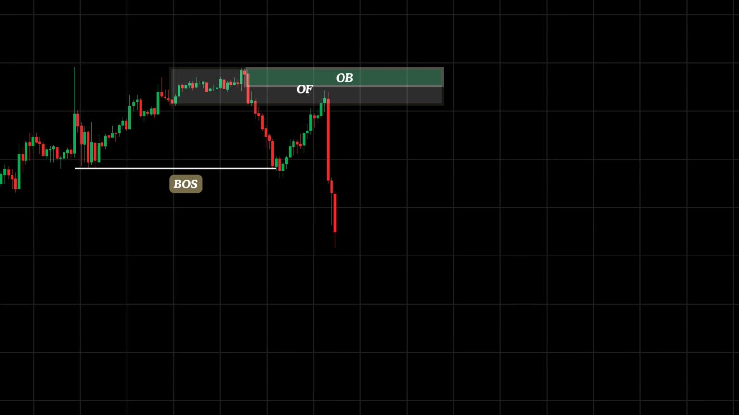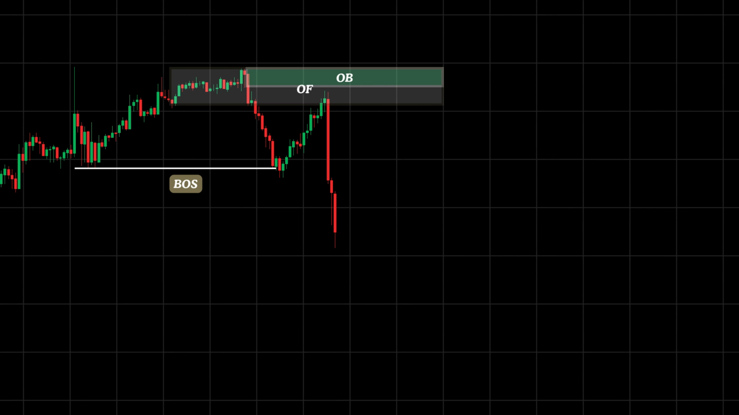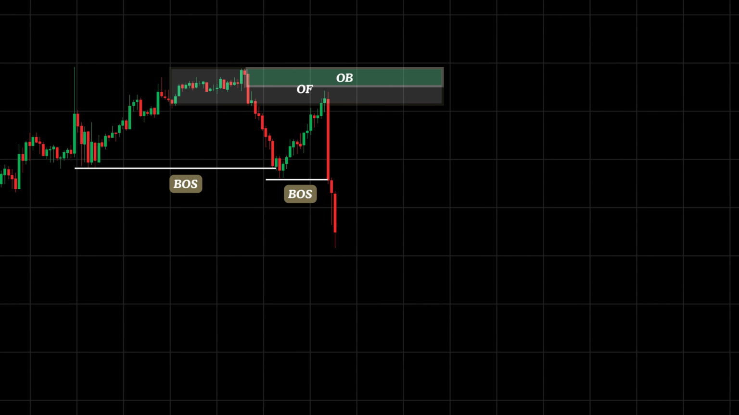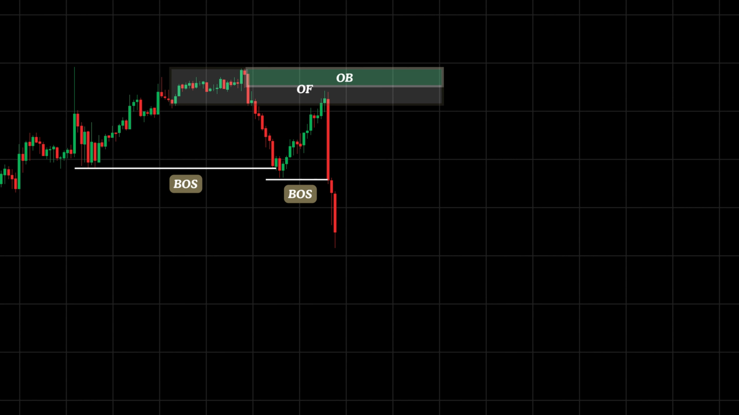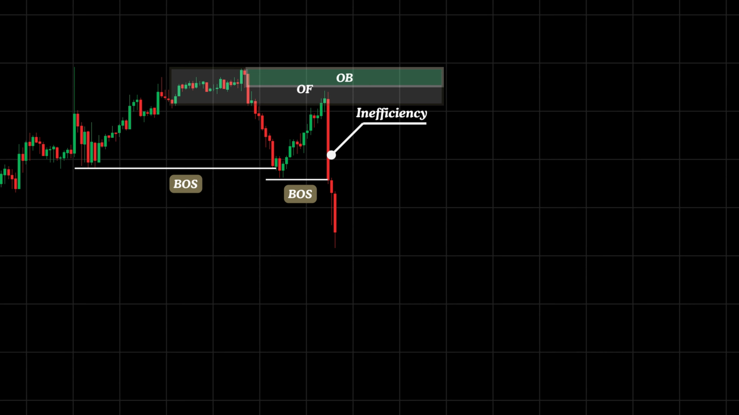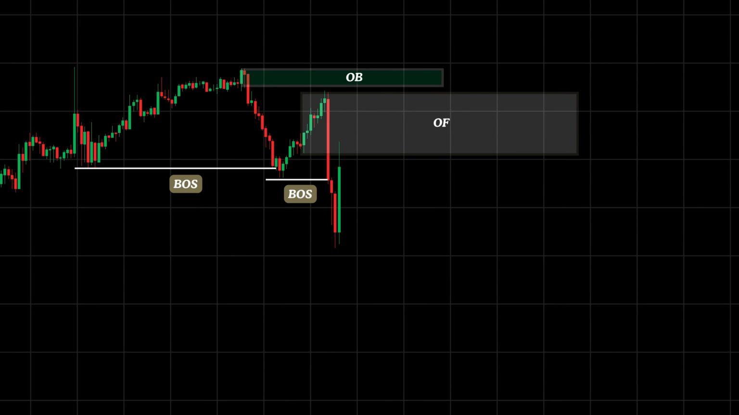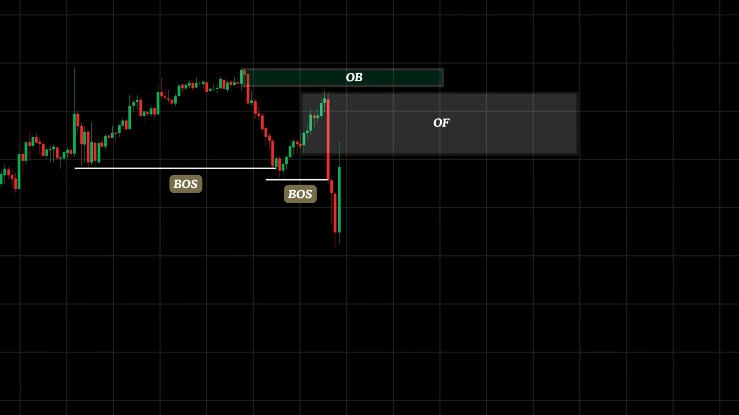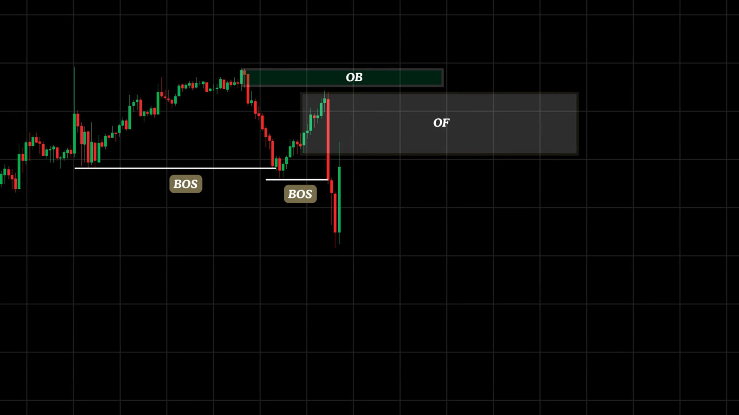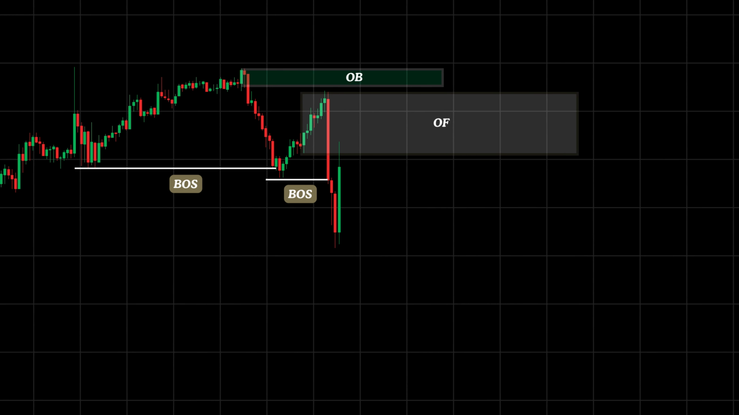Following that, the market dropped sharply, printing another break of structure with 3 consecutive red candles, while also leaving behind a noticeable inefficiency. At this stage, our priority is to identify the bearish order flow that developed during this downside movement. This specific zone marks the last presence of bullish momentum before the aggressive move downward.